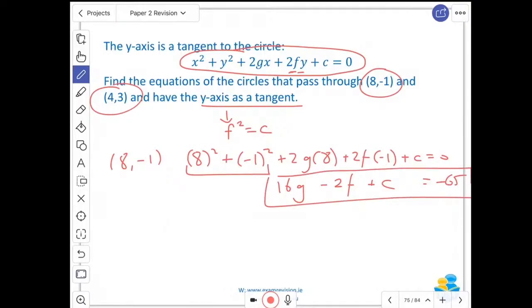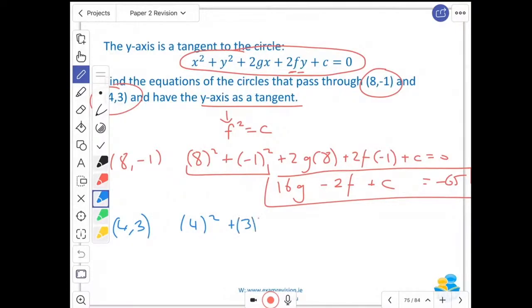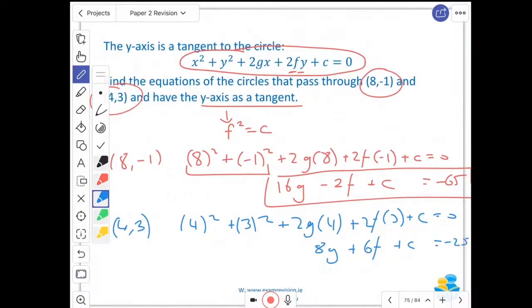Then you go and do the exact same thing for your other coordinate, which is 4, 3. So it's going to be 4 squared plus 3 squared plus 2g times 4 plus 2f times 3 plus c equals 0. So that's going to give me 8g plus 6f plus c. That's going to give me 16 plus 9, so that's 25, so that's going to go over and give me minus 25. Now, I have two equations there, but three unknowns.